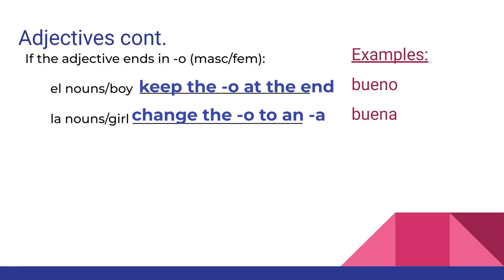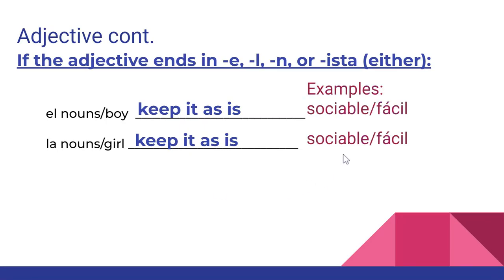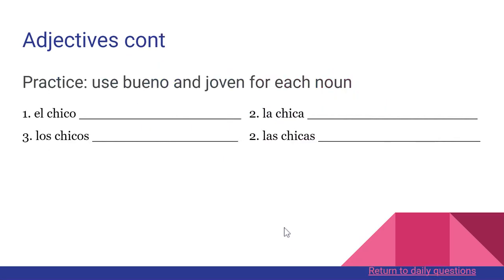There are other types of adjectives. Here are some examples. These can describe masculine or feminine things. They typically end in e, l, n, or ista. If it's describing an el noun or a boy, you're going to keep the ending the same as it is. And if it's describing a la noun or a girl, you're also going to keep it as it is. For example, sociable or fácil end in e and l, so they can describe both el and la nouns. The only thing you would need to look at is whether it is plural.